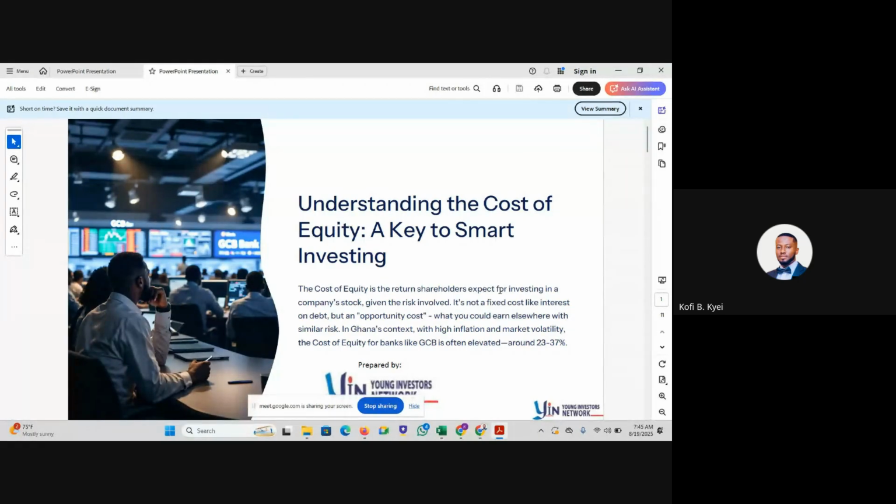In our context, Ghana, as I keep mentioning, there's high volatility. Our market is very volatile. There's high inflation. Even at the current level of 12, it is still very high, especially if you compare to what our neighbors are doing. So the cost of equity for banks like GCB is normally elevated because of these market risks.